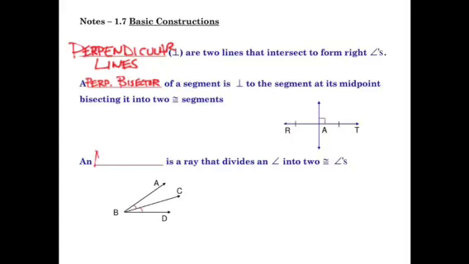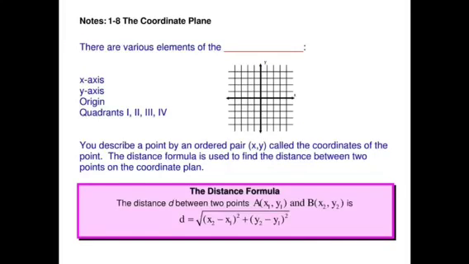Similar to that, I have an angle bisector. An angle bisector is a ray. In this case, the ray is from B to C, and it divides my angle into two congruent pieces. Those arcs on them mean that they are congruent to each other. So that's an angle bisector. We want to pay close attention to the notation with these two things as we get through it.